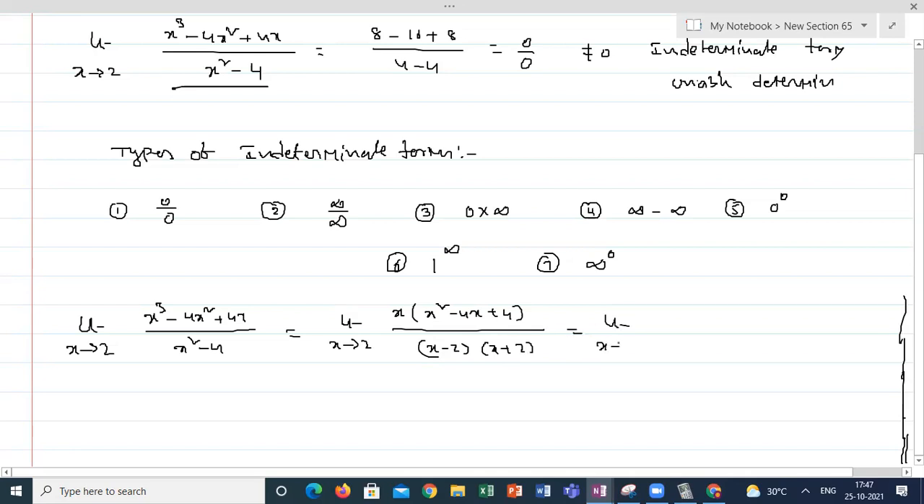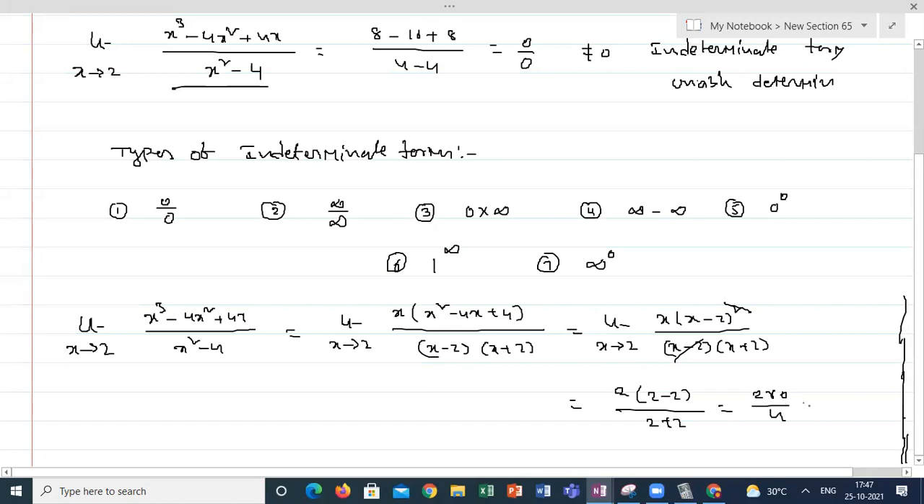Again, limit x tends to 2. x square minus 4x plus 4 can be written as x minus 2 whole square divided by x minus 2 into x plus 2. Cancel. Now, if I apply the limit, what will I get? 2 into 2 minus 2 divided by 2 plus 2. This will be 2 into 0 by 4. The answer is 0. So 0 is a defined form. You can't say it is indeterminate form. Understood? How to proceed if the expression is in indeterminate form?